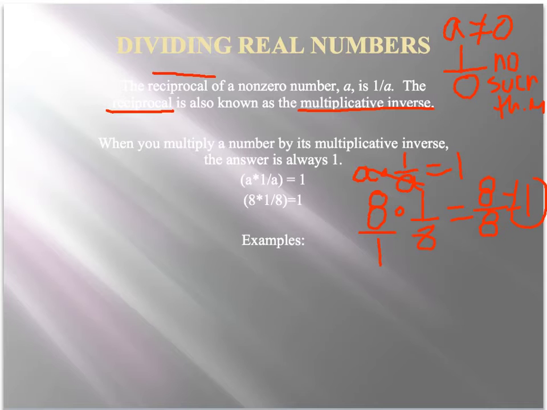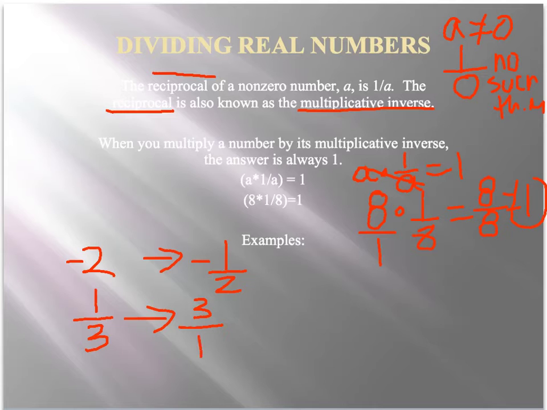What is the multiplicative inverse of negative 2? Well, the multiplicative inverse is negative 1 over 2. Right? The sign will stay the same. What is the multiplicative inverse of 1/3? Well, the multiplicative inverse of 1/3 is 3 over 1, or just 3.